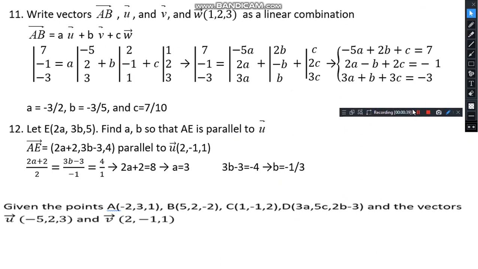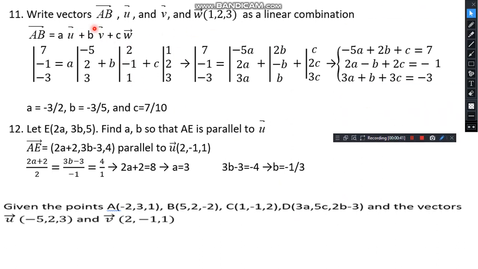Now, write vector AB, u, v and w as a linear combination. You can start with AB, u, v, or w. It depends, and I started with AB. In a linear combination, there is a relation between these vectors. It means AB equals a parameter a times u plus a parameter b times v plus a parameter c times w. This is called a linear combination. So vector AB equals a vector u plus b vector v plus c vector w.